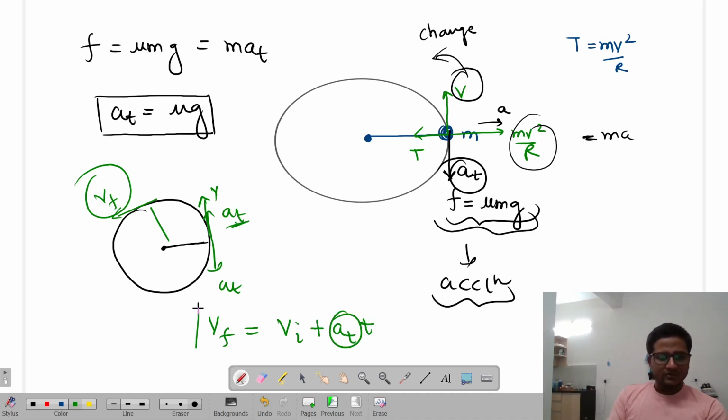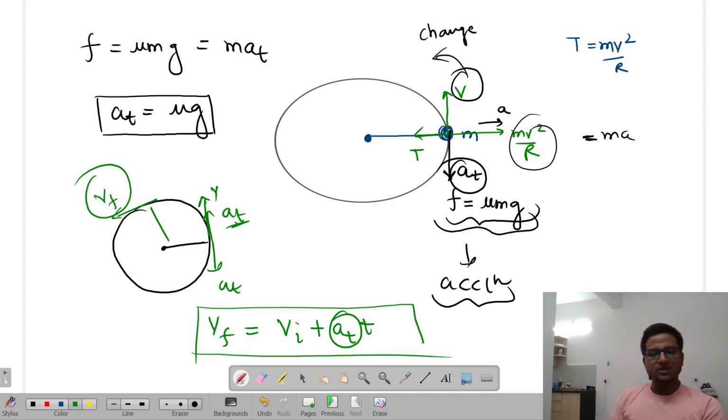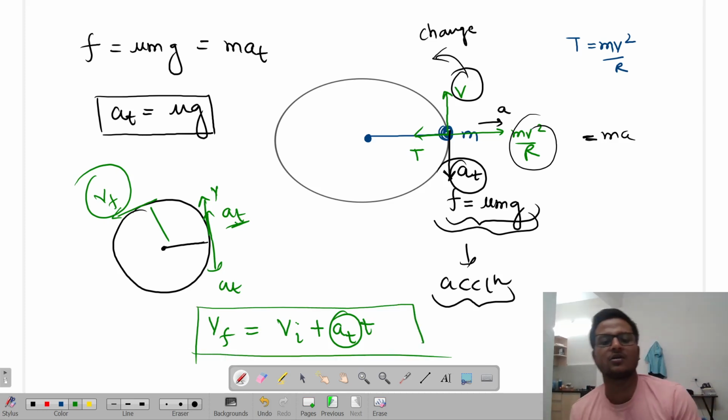So this equation, that's why I told you to reduce the whole circular motion in terms of tangential and radial components, because you can write the equation of motion in an easy form.